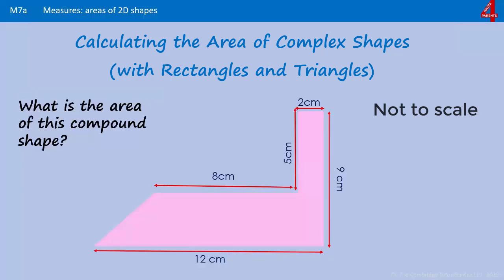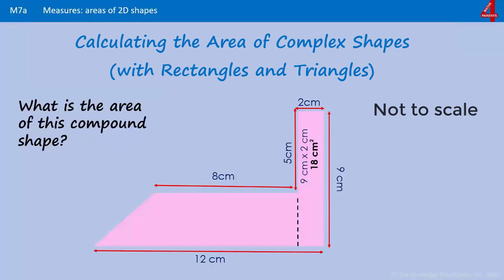This is a more complex shape because there are 3 different shapes in here. I'm going to separate this so I have a tall rectangle at the right, and the height of that rectangle is 9 and the width is 2. The area of that bit of the shape is 18 centimetres squared.